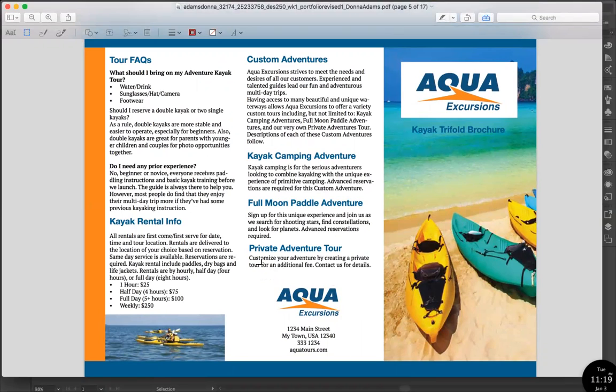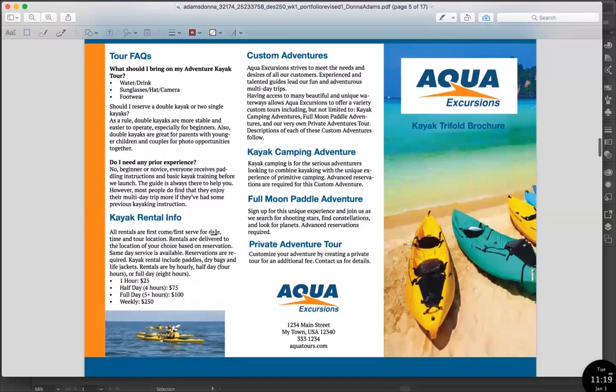Also, double check that you're getting the same amount of space between the subheadings and the text. If you look at private adventure tour and then the text after it, there's not that much space between them. But if you come over here to kayak rental and the space after that, there's a lot of space between them. So make sure you're going in and making that consistent so they have the same amount of space between each one.